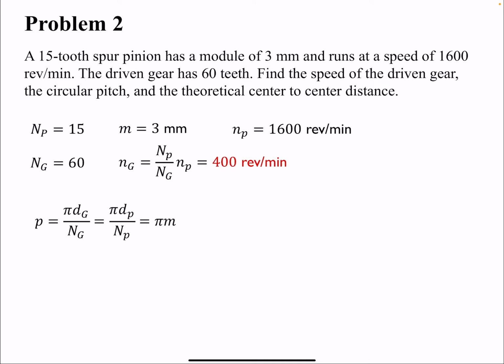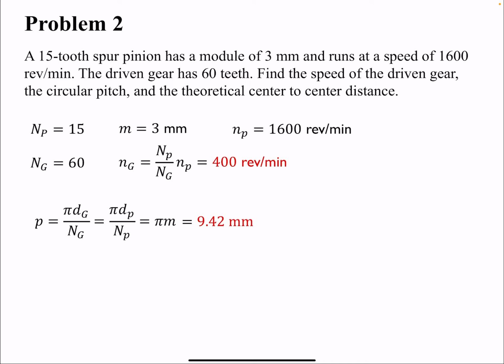We have the circular pitch. That's the equation for circular pitch: pi d over n, and that's the same for the gear and pinion because they are in mesh. And d over n is the module, so that's pi times module if you want to find the circular pitch, and the module is given to us. So the circular pitch is 9.42.